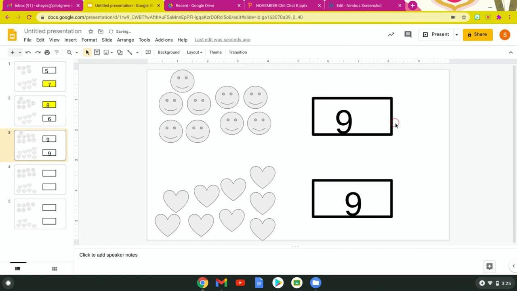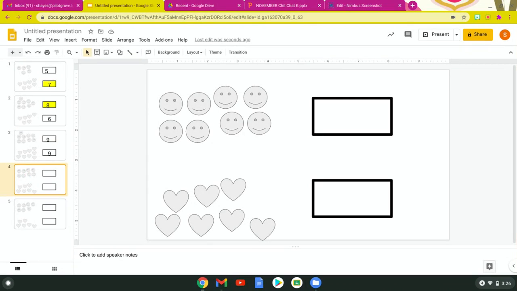What would I say those numbers are? Which one is greater? Which one is less than? You're right, neither of them, because they are the same. Good job if you said the same.